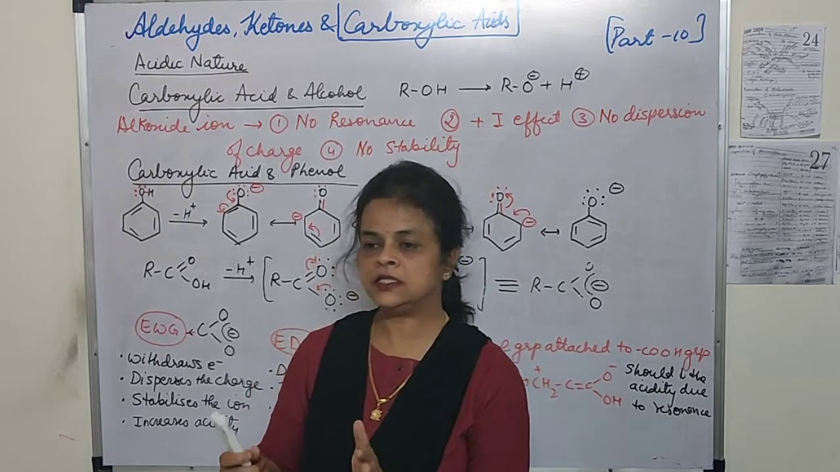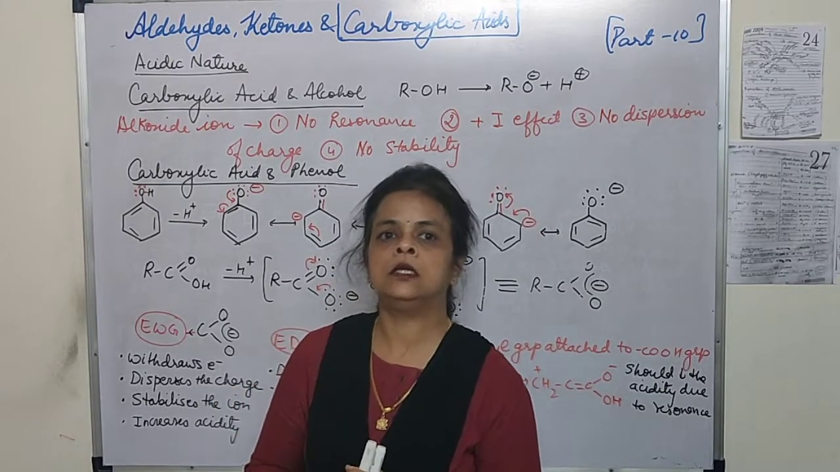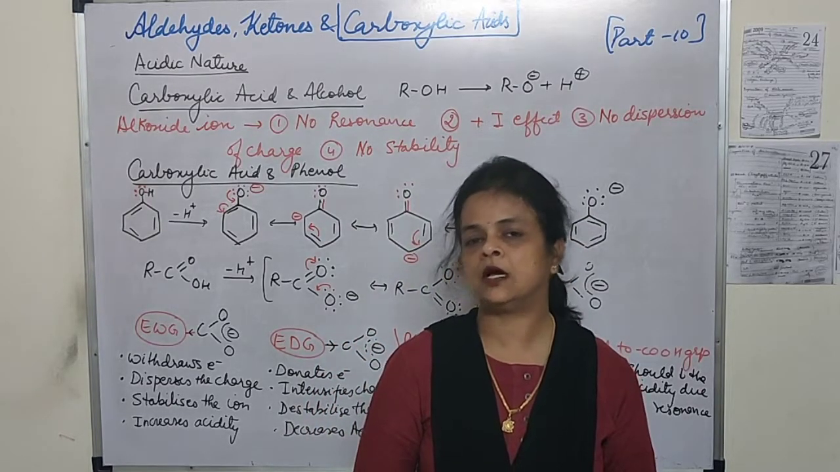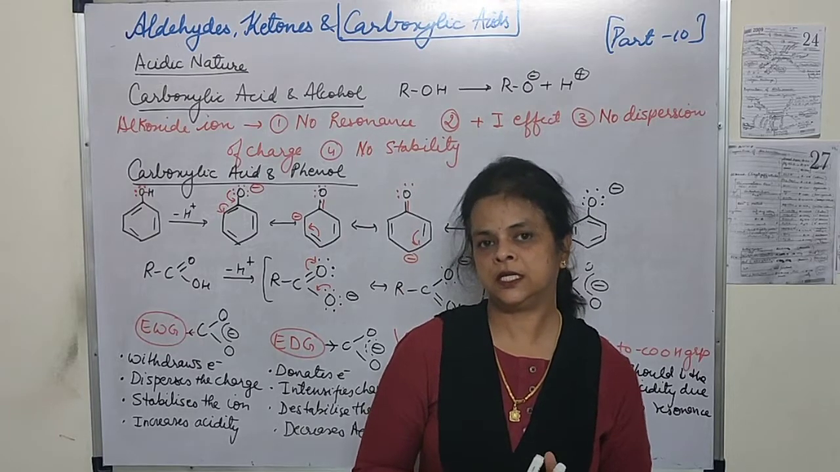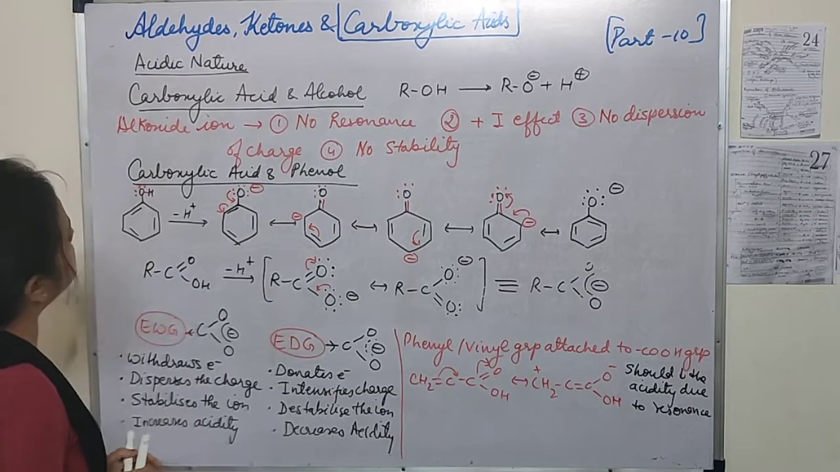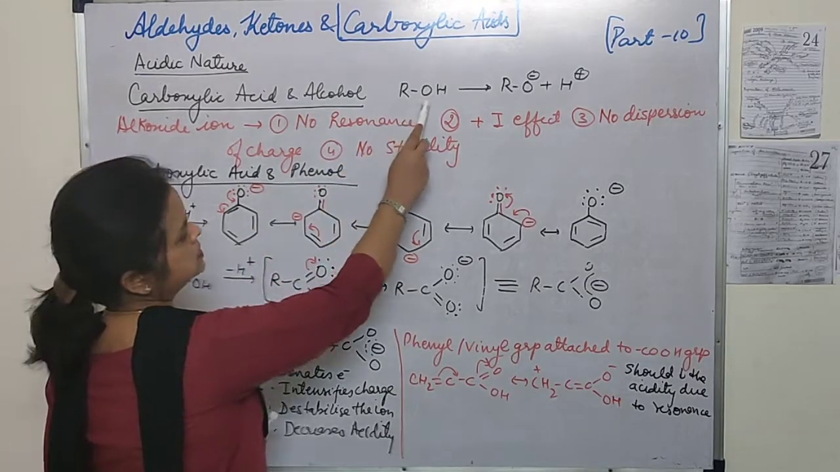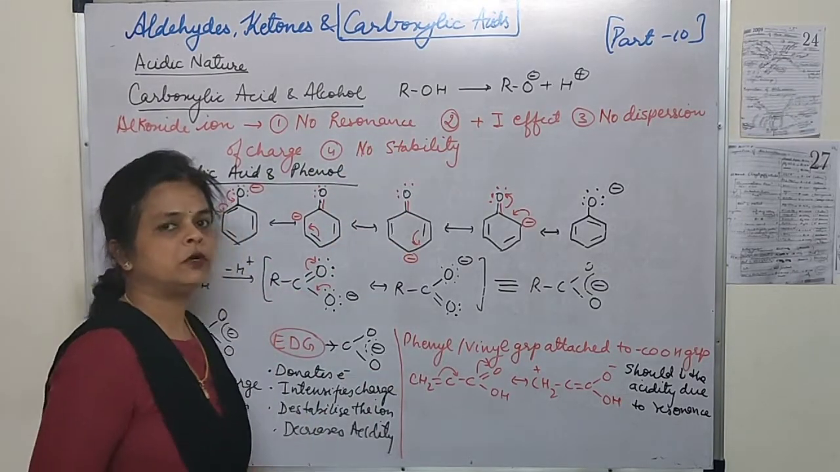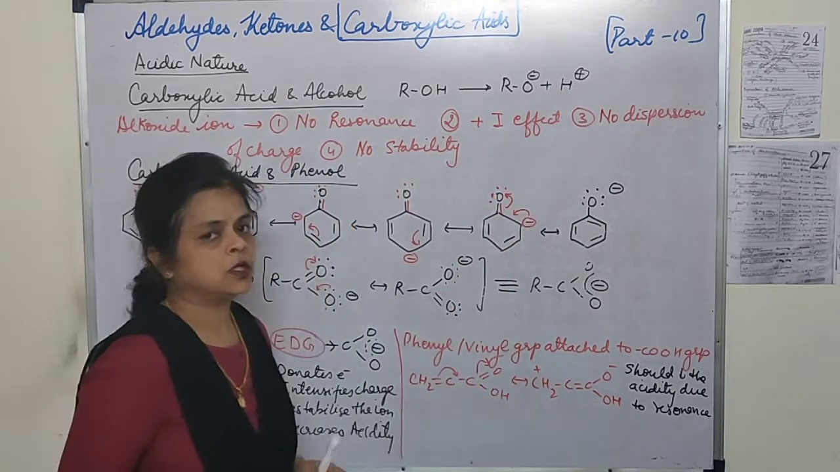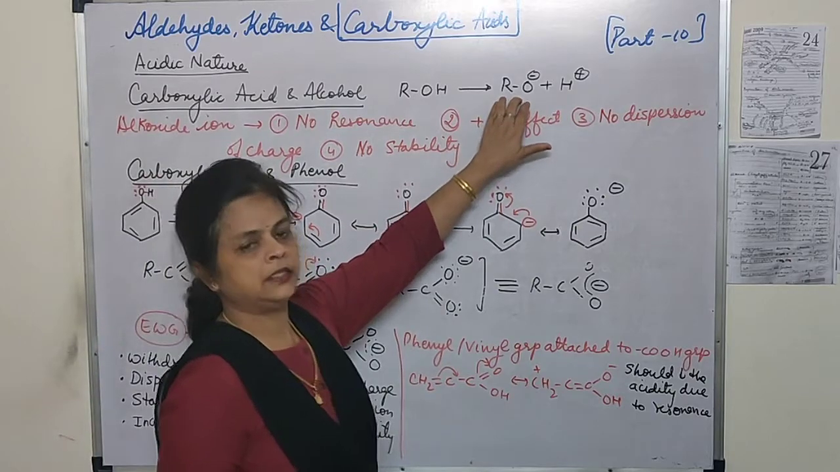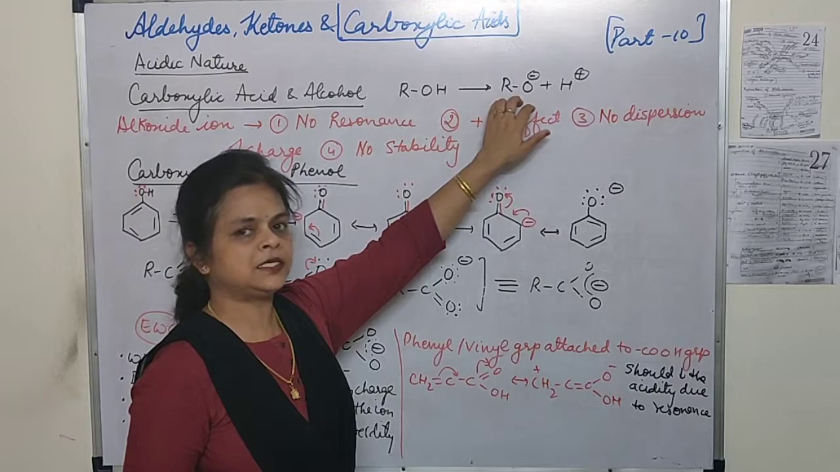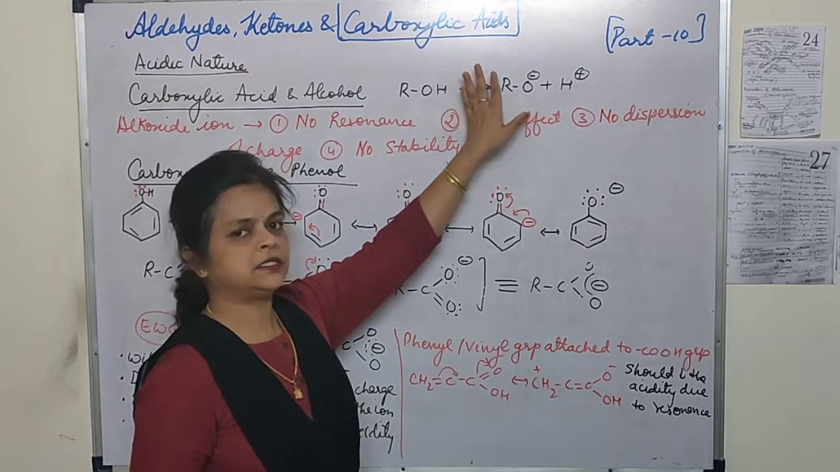So why is there a difference in the acidic nature? The pKa value of alcohols is almost 16, and for phenol it is 10. So we will compare the acidic nature. Now let's see first the case of alcohols. Alcohols, when dissolved in water, form the corresponding alkoxide ion along with the proton. Now if this alkoxide ion is stable, then they are acidic. If this alkoxide ion is less stable or unstable, then their acidic nature will be less.